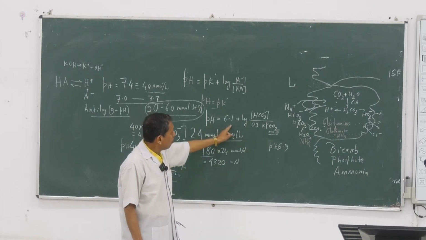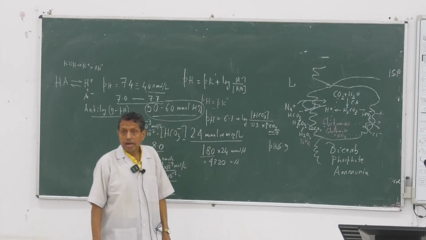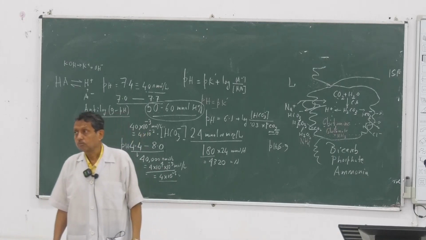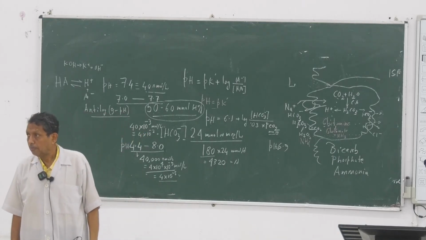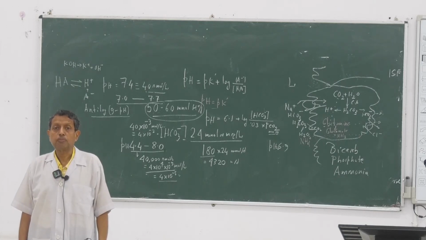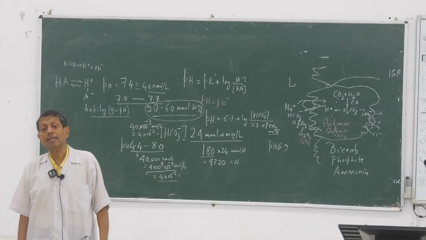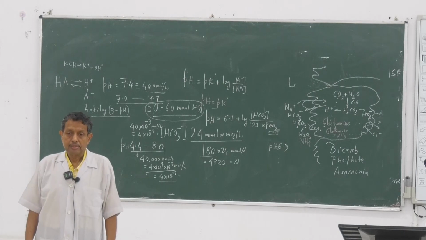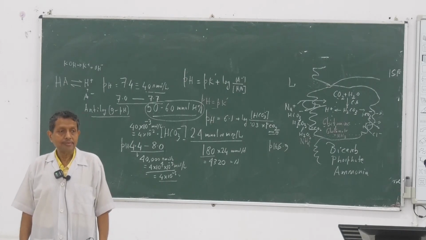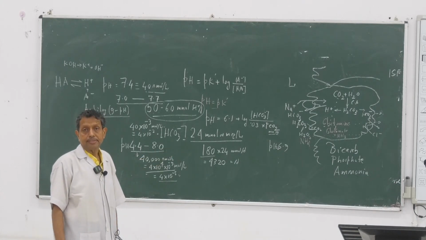And from your knowledge, you can find out what should be the pH of the arterial plasma by the formula. It is 6.1, not very close to 7.4. In spite of that, it is an effective buffer because they can be independently regulated: carbon dioxide by the lungs and bicarbonate by the kidneys.